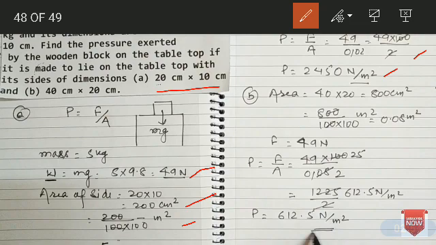Second condition is the dimension for the second situation is 40 by 20. So the area after multiplication will be 800 centimeter square. When we convert it into meters, it will become 0.08 meter square. Force we have calculated already, 49 newtons. Pressure equals force upon area. Placing the values and doing the calculation, the answer came out to be 612.5 Newton per meter square.